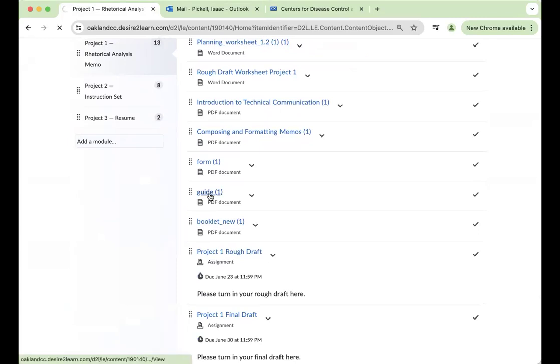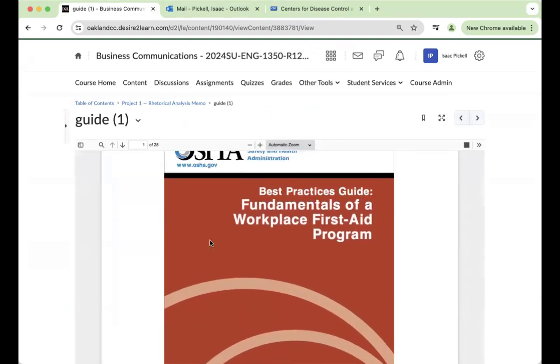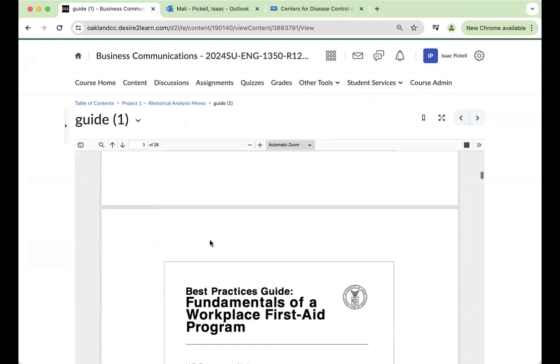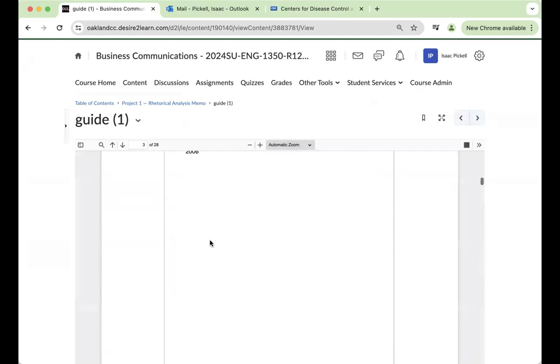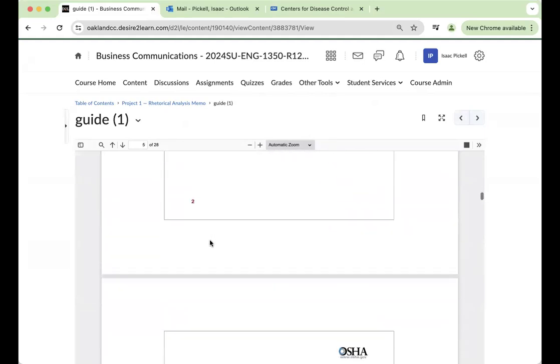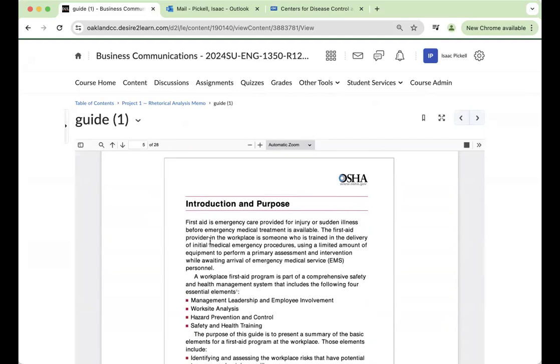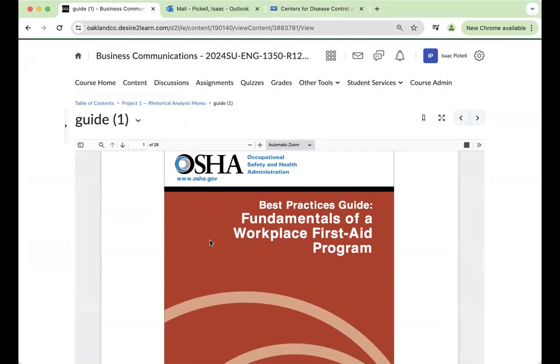We have the guide, which is from OSHA, Occupational Safety and Health Administration. Again, when it's goals and cultures, go to the OSHA website, osha.gov. And this is Fundamentals of Workplace First Aid Program. So you think about what the audience is for this. It's maybe employers and employees at jobs, right? That's how we're thinking about audience. When we think about helps them address a specific problem, look through how this document helps them address the problem of needing first aid in a first aid emergency.